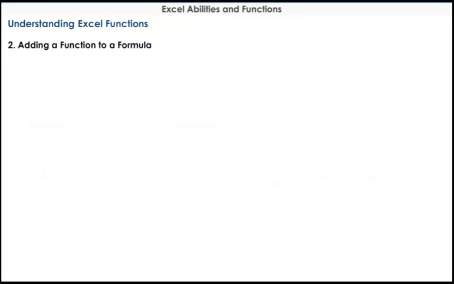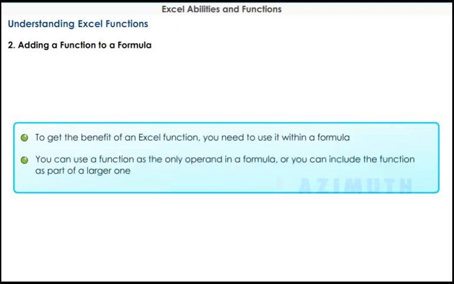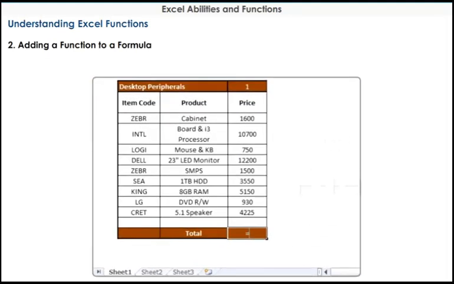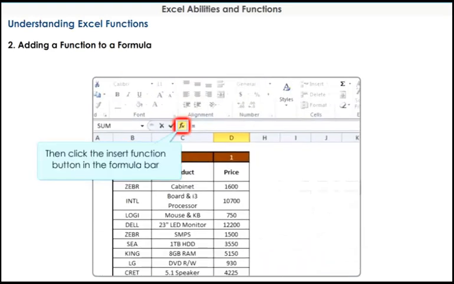Adding a function to a formula. To get the benefit of an Excel function, you need to use it within a formula. You can use a function as the only operand in a formula, or you can include the function as part of a larger one. To add a function to a formula, click on the cell in which you want to build a formula, then type equal. Then click the Insert Function button in the formula bar.